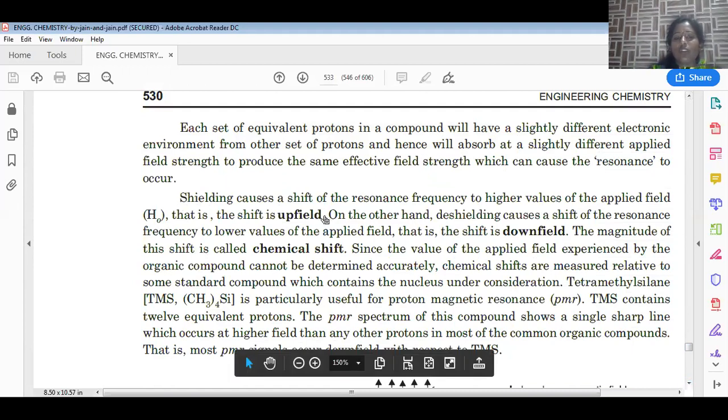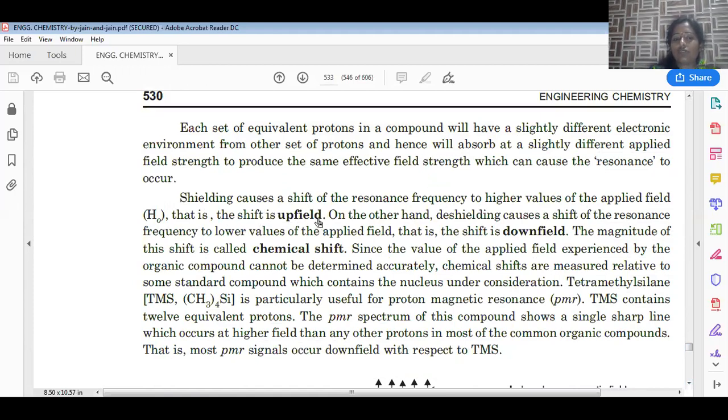Always, shielding a proton causes resonance frequency to higher values, hence shifting of values always takes place towards upfield. On the other hand, deshielding causes a shift of resonance frequency towards lower value, hence we move towards downfield. This is about delta values or the delta scale. The magnitude of the shift is measured by the term called chemical shift. Chemical shift is simply defined as the positioning or shifting of signals on the delta scale of NMR spectroscopy due to shielding and deshielding effect generated between induced and applied magnetic field. This total phenomenon is called chemical shift value.